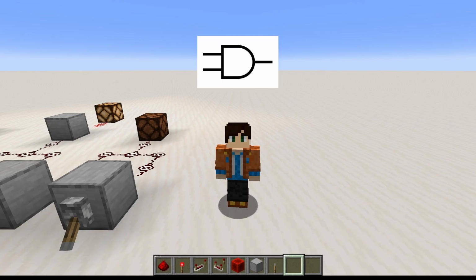This is the symbol for the AND gate. Similar to the OR and NOR gates, the side with two lines going in is the input, and the side with a single line coming out is the output.